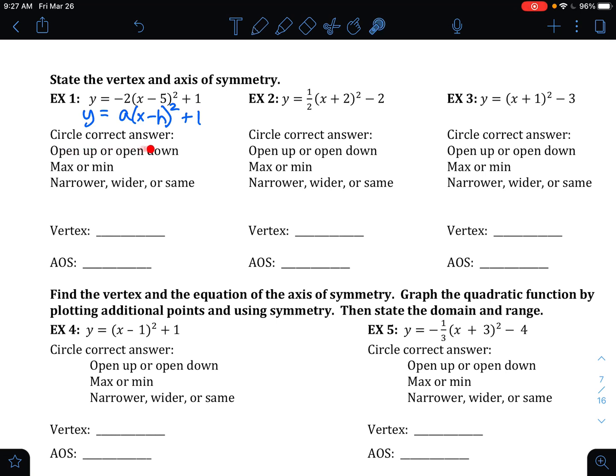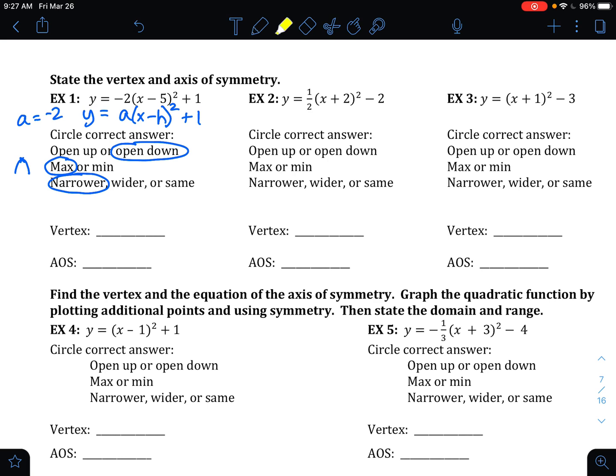So this is still opening up or down based on the a value. All right, so since my a is negative 2, a negative will make it open down. Since it's opening down, it'll look like that. The vertex is at the top, so the vertex is at a max, and the number 2 makes it narrower. So when the number is bigger than 1, it gets more narrow.